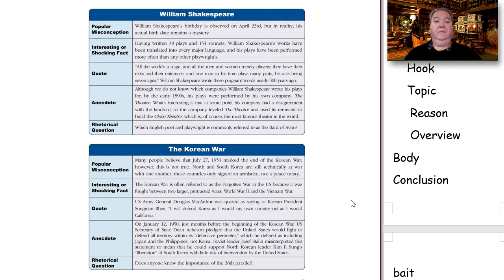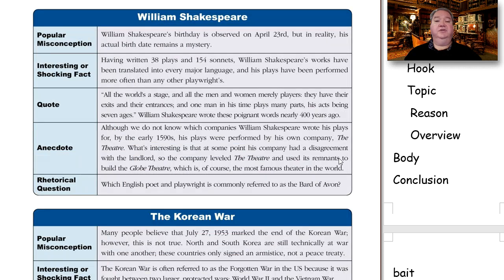So there's some examples here about William Shakespeare and the Korean War. Let me just run through some of these quickly. A popular misconception: William Shakespeare's birthday is observed on April 23rd. Observed, that's when it's celebrated. But in reality, his actual birth date remains a mystery. We don't know when he was born. We don't know his real date of birth.